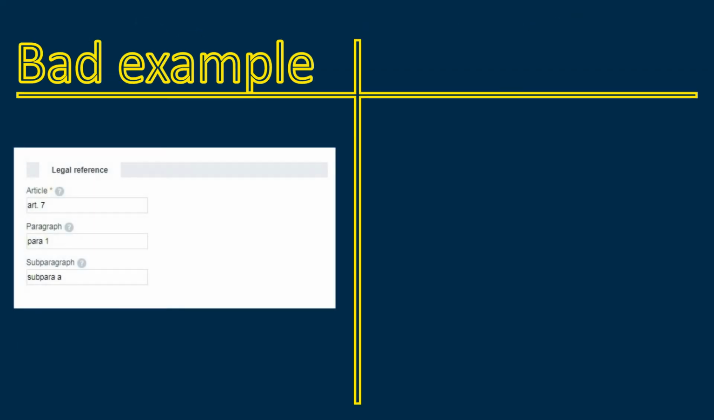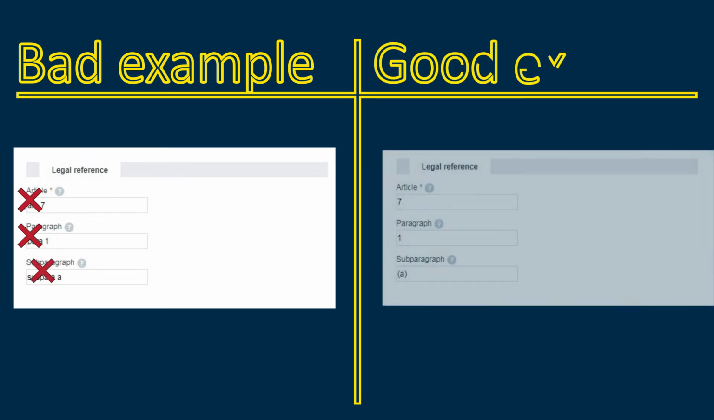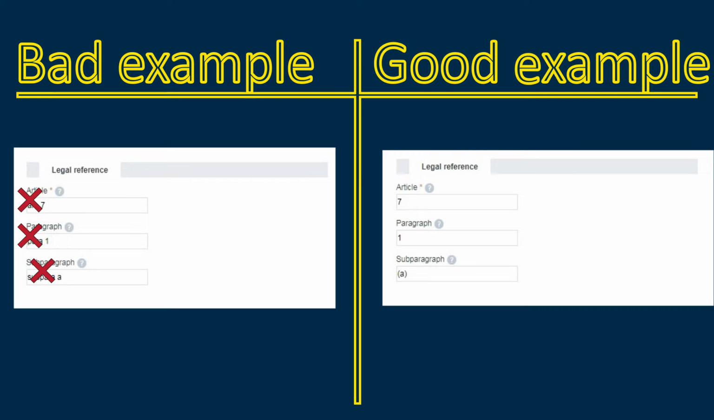In this example, the submitter should only add the number or letter of the article, paragraph, subparagraph. This example would be the correct one.